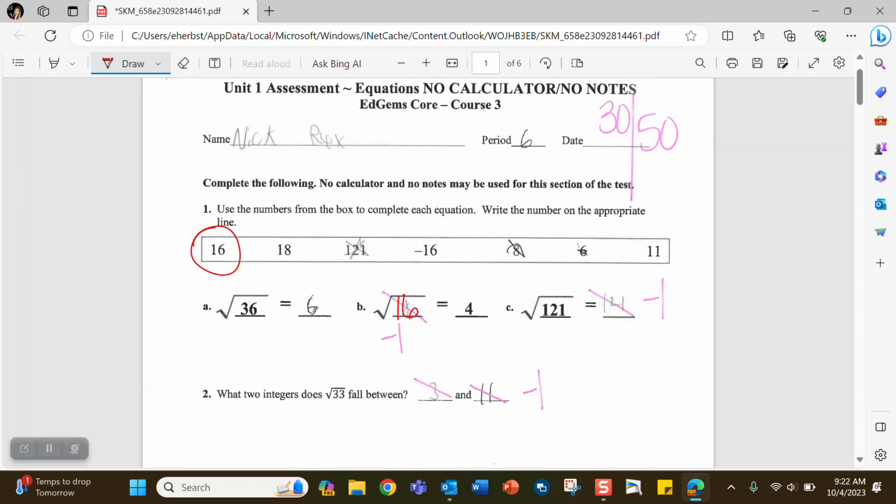And on letter C, I'm not sure what happened here. You wrote 14, but there's no 14 in that box of answers to choose from. It should have been 11. 11 times 11 is 121.